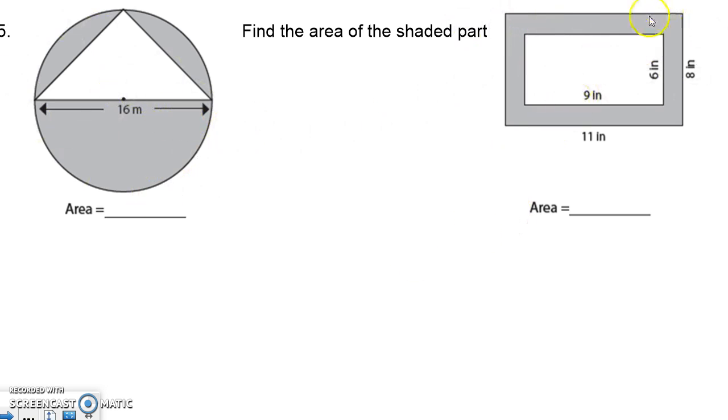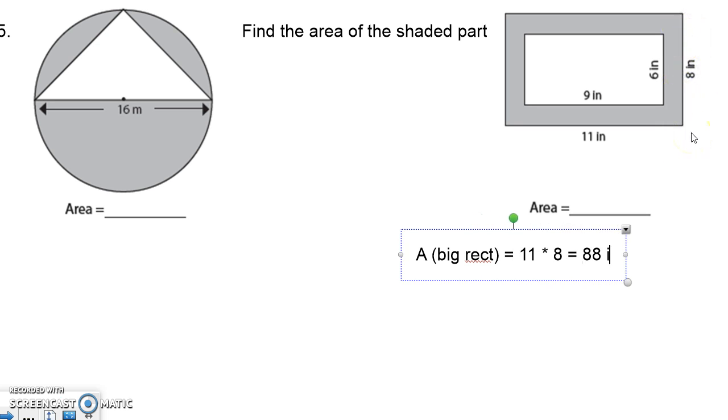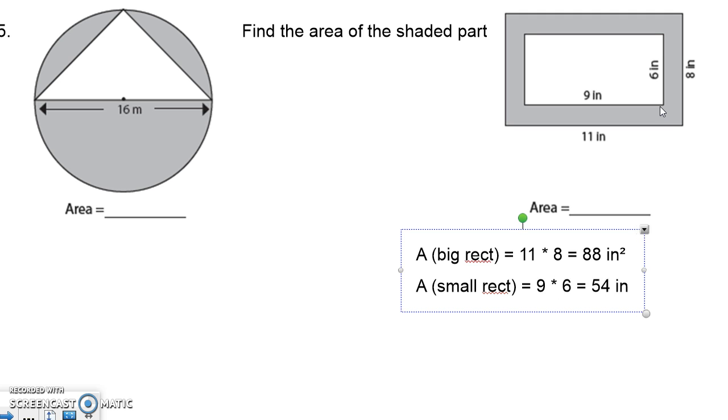The rectangle one's easier. So to get the area of just the shaded part, I'm going to find the area of the whole big rectangle and subtract out the area of the little rectangle, and that'll give me the shaded part. So the area of the big rectangle, I would do base times height, and the base of the big rectangle is 11, and the height is 8. So I would do 11 times 8, and I get 88 square inches. The area of that smaller rectangle, the base is 9, and the height of that one is 6. So I would do 9 times 6, which is 54.